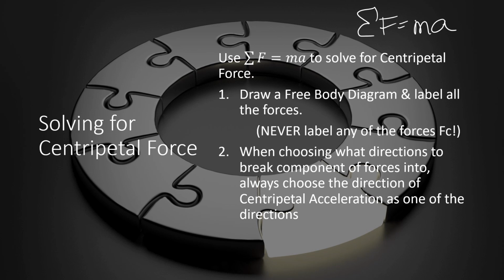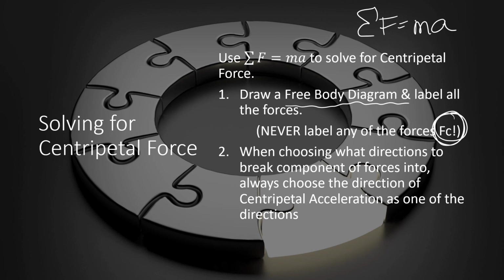So step 1, always draw a free body diagram. Label all of the forces. Never label them force centripetal. Instead, say it's friction, normal force, gravity, tension. These are the forces that I want to see. I do not want to see F sub C on a free body diagram. That's essentially our net force, our centripetal force.